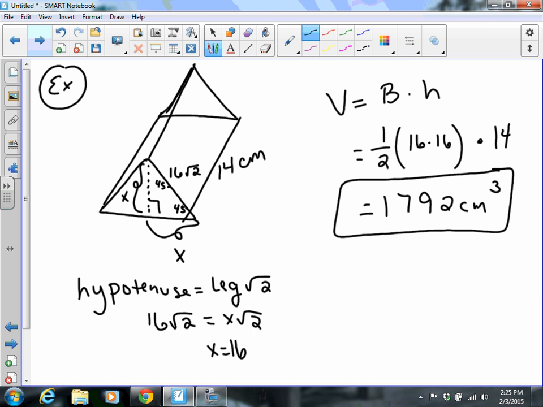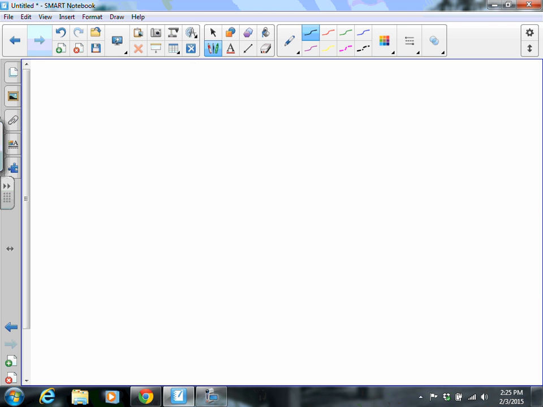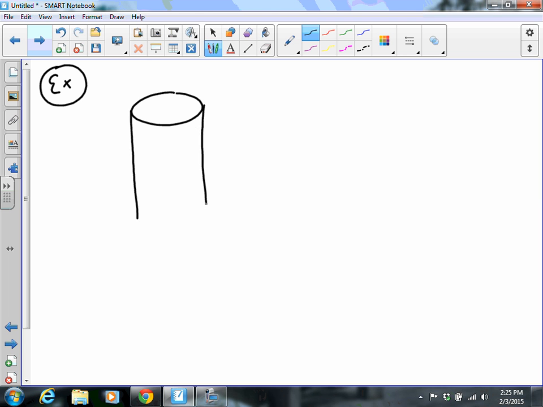Okay, now let's talk about a cylinder. The reason why a cylinder gets its own special case versus a prism is because our circles deal with pi, and so it gets a special case for it. So again, my volume is still the same: area of the base times the height.